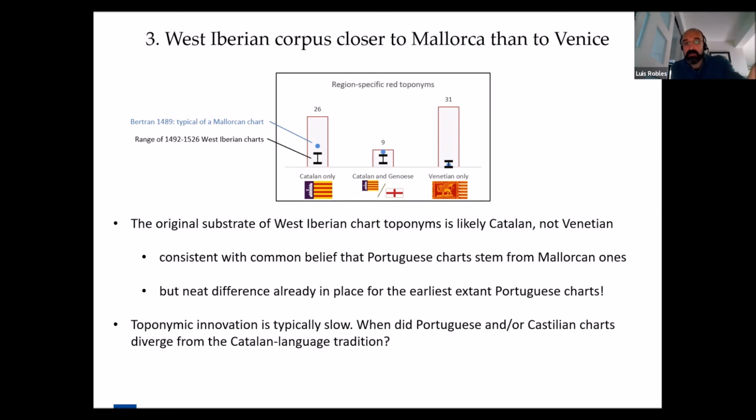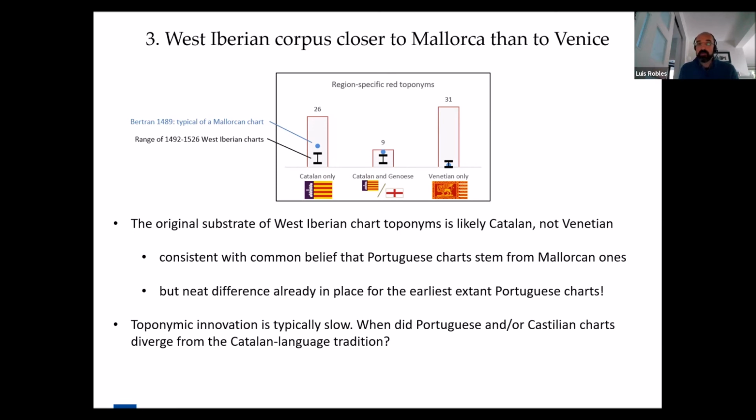So I did the same for all the West Iberian charts I have analyzed, and I found those results. So it's not that clear to conclude, but I would say they tend to be more like Catalan charts than, for example, Venetian charts. So this could be consistent with the common belief that Portuguese charts somehow stem from Majorcan charts.